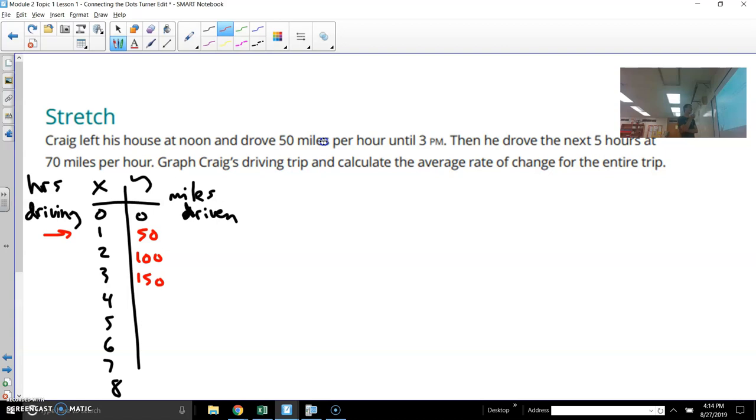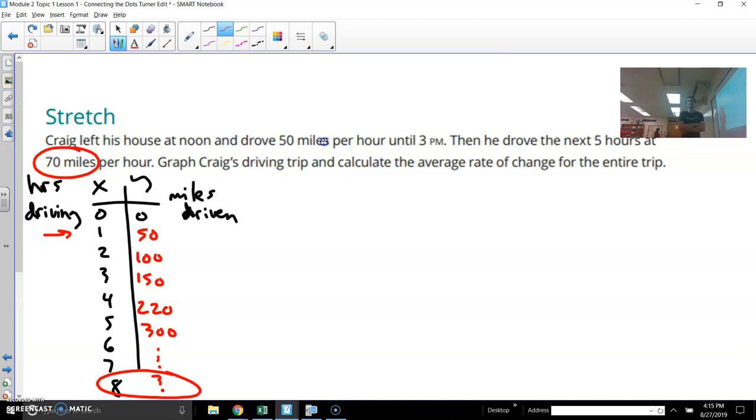Well, for the next 5 hours, we're not going to be increasing by 50. We're increasing by 70. So in that fourth hour, 150 plus 70 makes 220. Add 70 to that at 5 o'clock, you're at 300. I want you to just keep on until you get to that very last value. In 8 hours, how much have you driven? I'm going to put a question mark there. That's your homework, to figure out what that value would be.